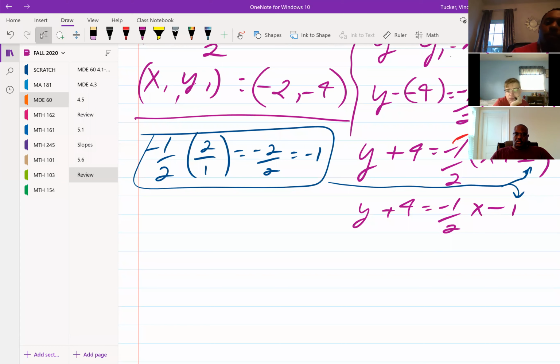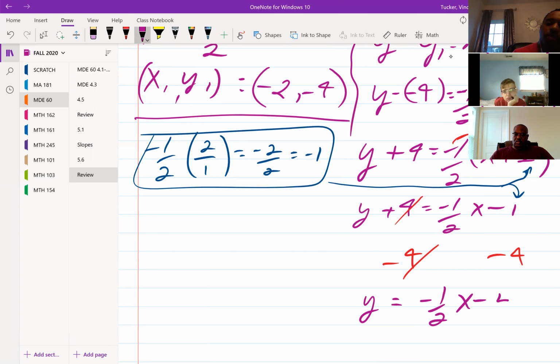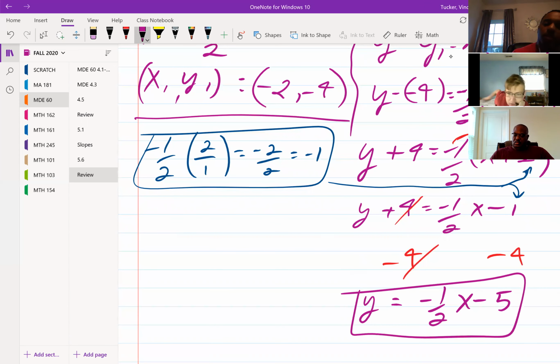Then we can finish it off by subtracting 4 from both sides. And y is equal to negative 1/2 x minus 5. Questions on the process?